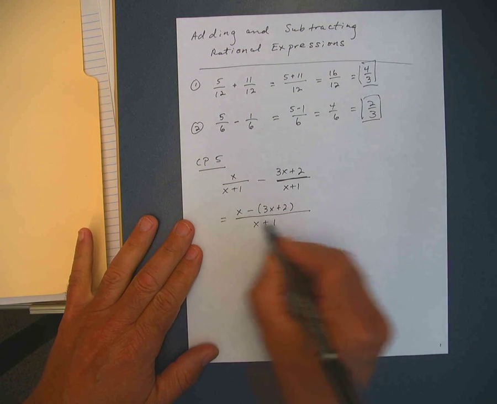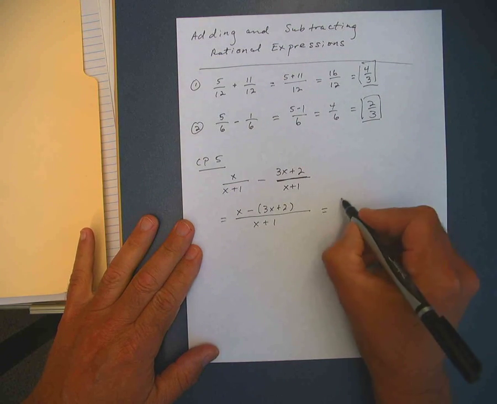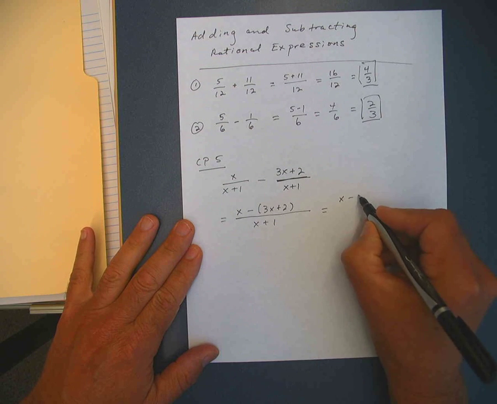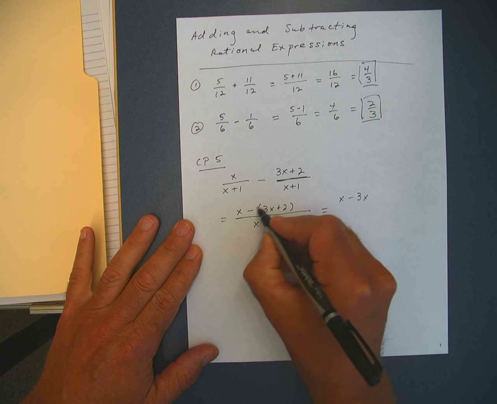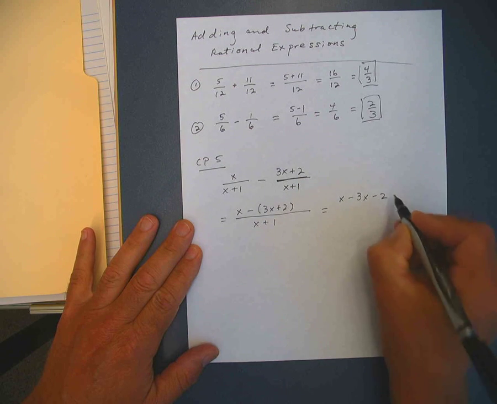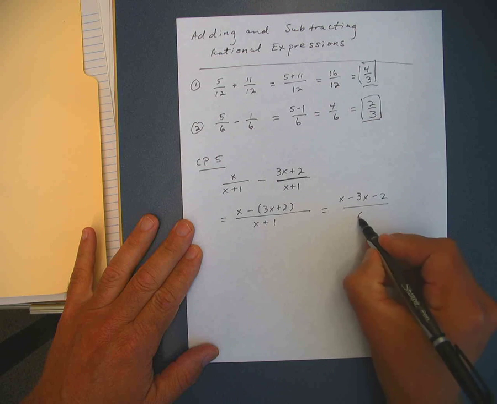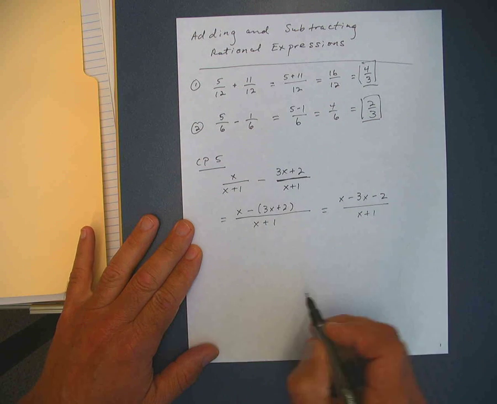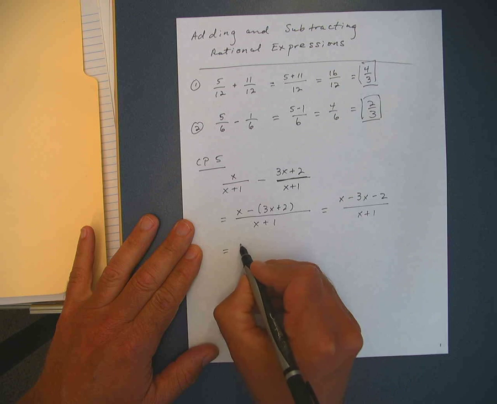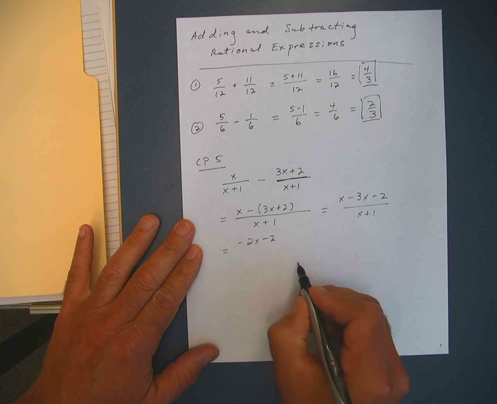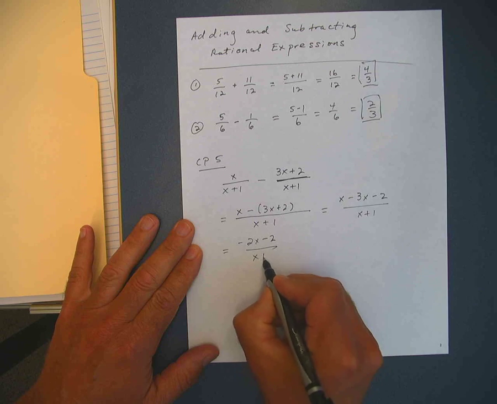Now let's simplify the numerator. And to remove these parentheses, it will be x minus 3x, but then also minus 2, distributing the minus, and on the bottom I still have x plus 1. Let's simplify the numerator. We're going to have negative 2x minus 2 over x plus 1.